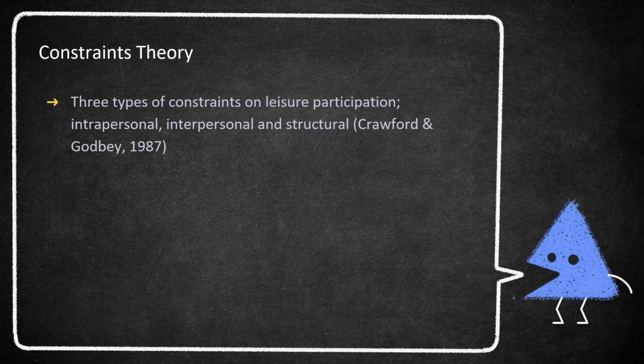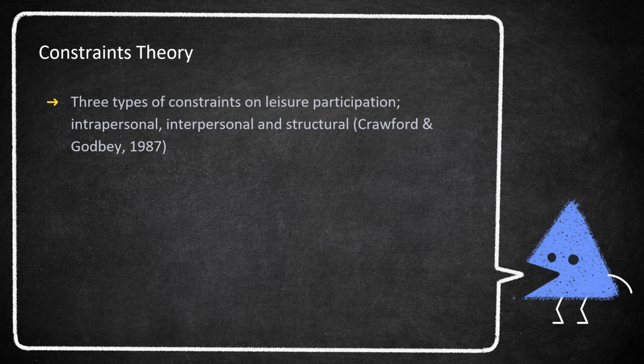So the final theory we're going to look at as part of this presentation is constraints theory, and constraints theory was an intentional choice. So much of the work that we do in rec therapy tries to look at the positives, and on the face of it, constraints theory doesn't seem to do that. It seems like it's not going to focus on that. So I wanted to include this theory to show you that it's how we work with someone that makes the difference. Before we get to that, I want to explain the three types of constraints on leisure participation, as outlined by Crawford and Godbey: intrapersonal, interpersonal, and structural.